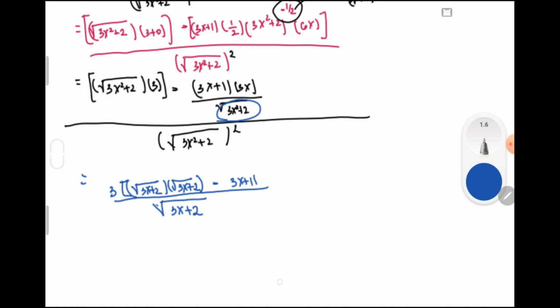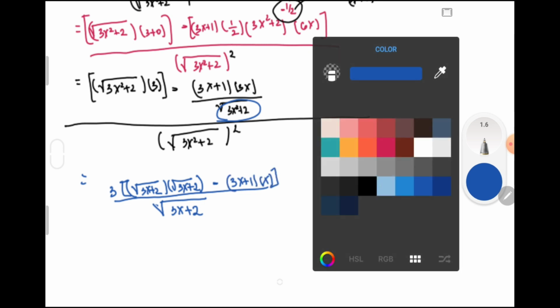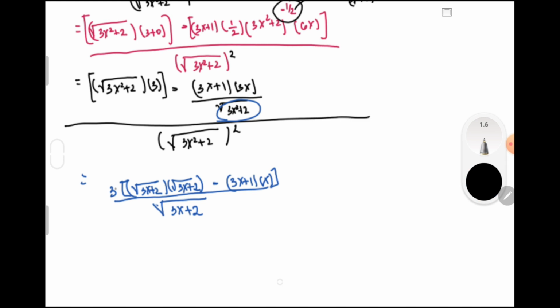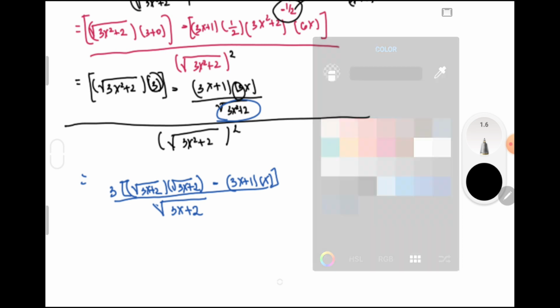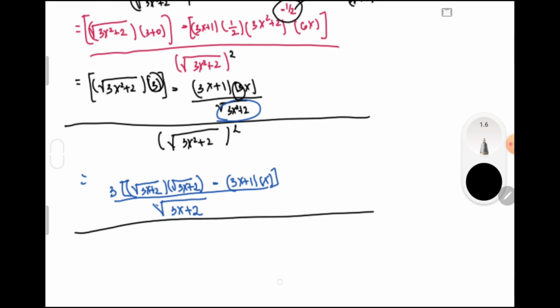3x plus 1 multiplied by x. So bakit x na lang yan? Ginawa ko is factor out ko na yung 3. Okay? Factor out na natin agad yung 3 dito para hindi natin siya problemahin mamaya. Siyempre, it is still divided by our square root of 3x squared plus 2 squared.